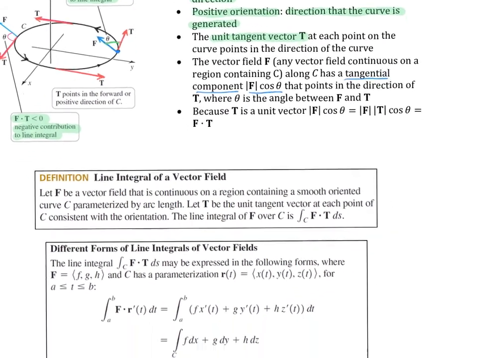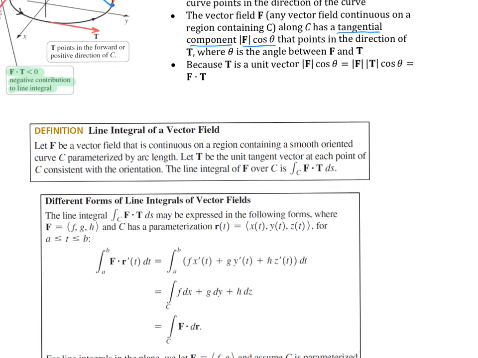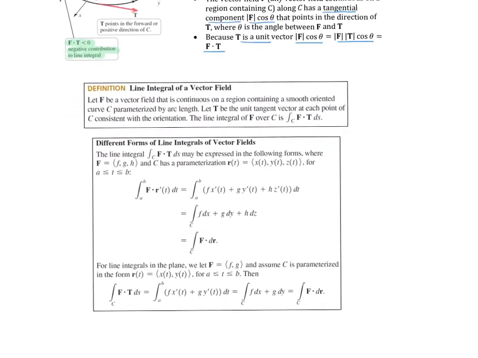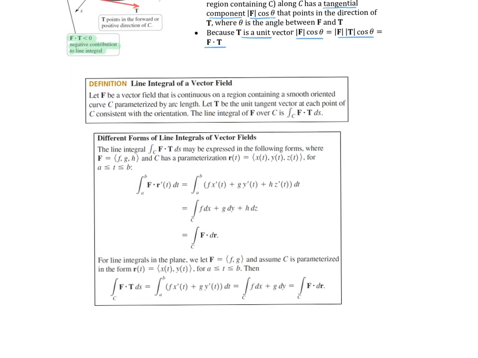So here's some property down here. Because our vector T is a unit vector, if we take the magnitude of F times the magnitude of T, which would be our dot product, which is why we're looking at the dot product here, and you multiply that by cosine of theta. Since the magnitude of T is 1, all you have to do is look at the magnitude of F cosine of theta, which is why we were looking at that computation on our curve. Then that would just be the dot product between the two: the tangent vector and the vector from our vector field.